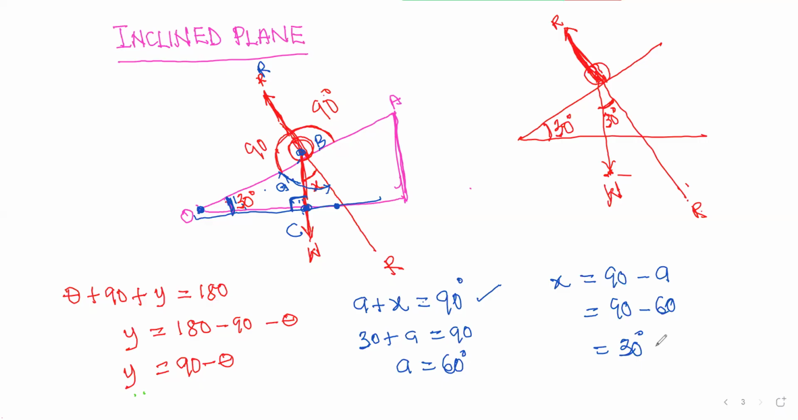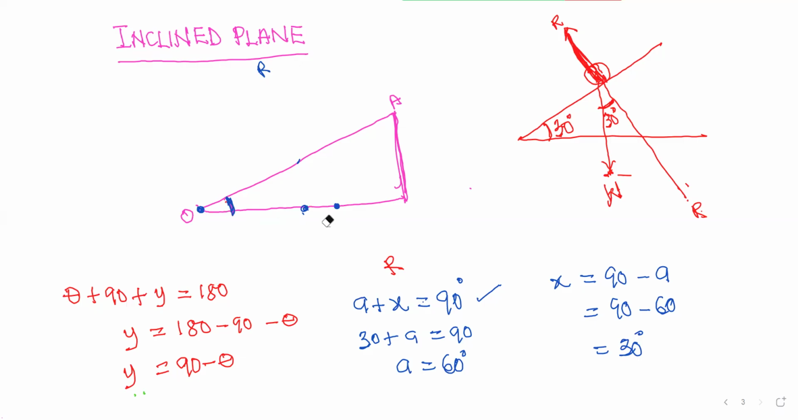All right. So the theory is that for an inclined plane, the angle of tilt is always equal to the angle between the weight and the normal reaction. That's the first important thing as disciples of physics you must understand on an inclined plane.